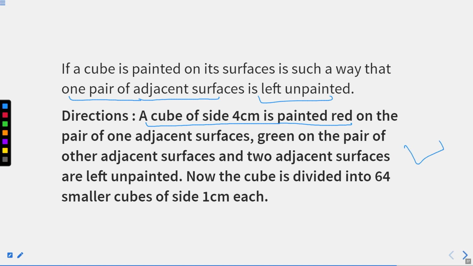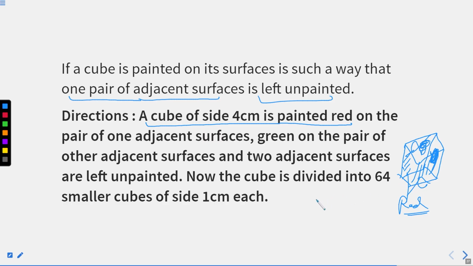It means if these are the surfaces, this and this are painted, right? This surface is painted in which color? Red color. Green is on the pair of another adjacent surface. Let's say green is here as well as on this surface. The green is present on 2 different surfaces. Now, two of the adjacent surfaces are left unpainted. Let's say this and this are already covered. This and this will remain unpainted.